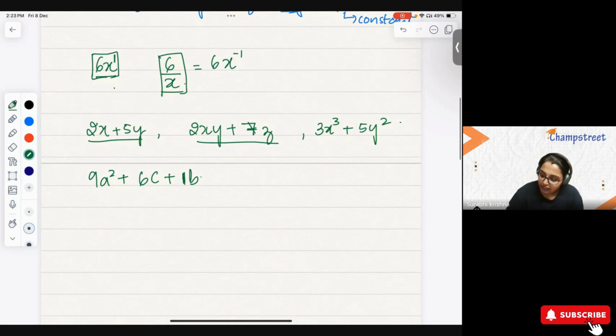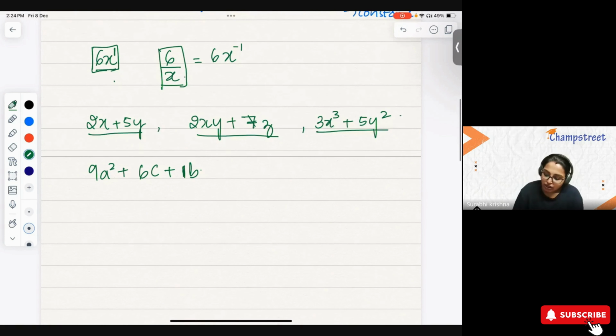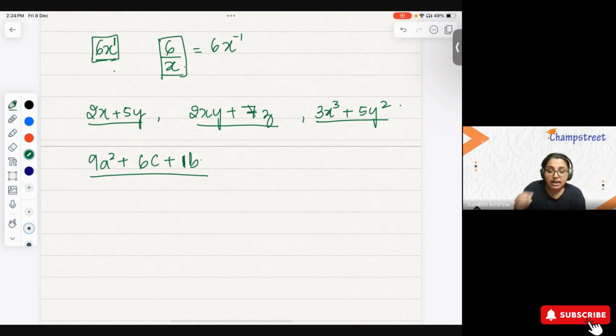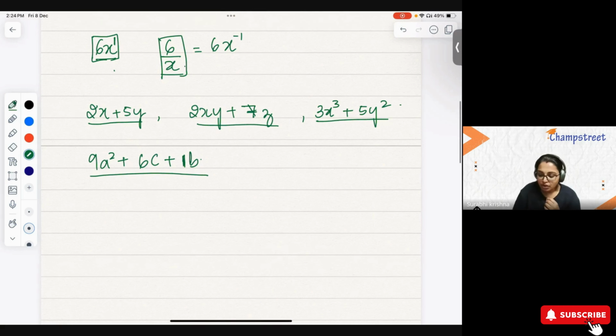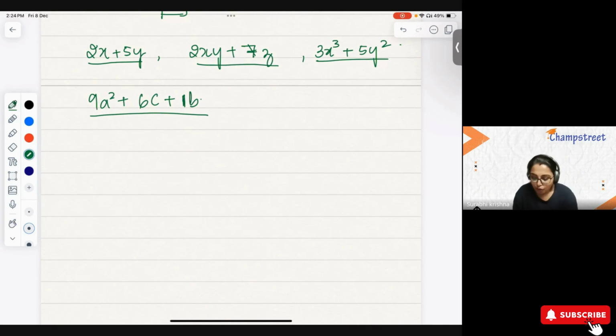So here, if we see, there are two terms. One of the terms has the power 3 and one of the terms has the power 2, right? So if we see here, there are three terms, there are three variables, and the powers of the variables are also varying. So is this a polynomial? Yes, of course this is a polynomial. So these are the examples of polynomial.